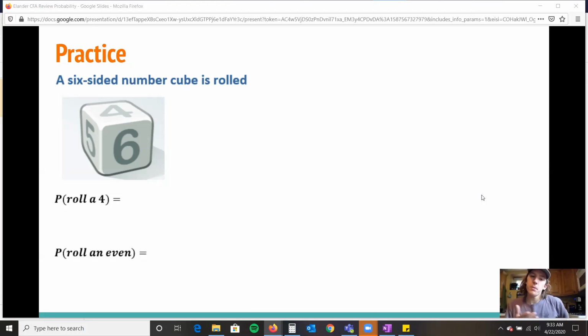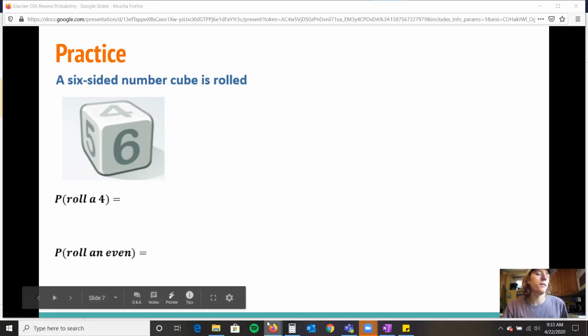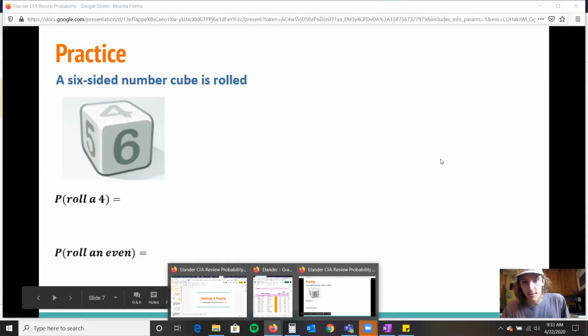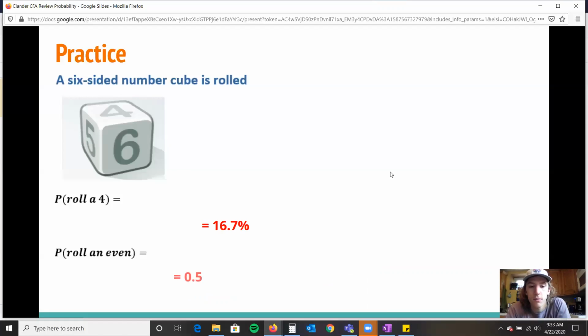Okay, so 50% chance of rolling an even, which also means it's 50% chance of rolling an odd, but we weren't asked about that one. All right, 1/6 is also 16.7%, or half chance on that second one.